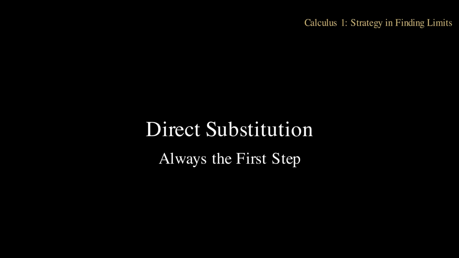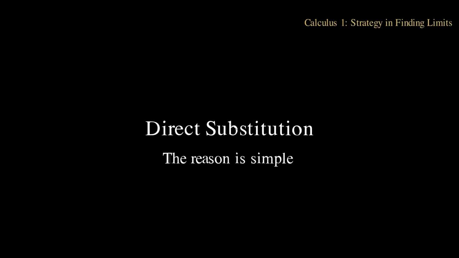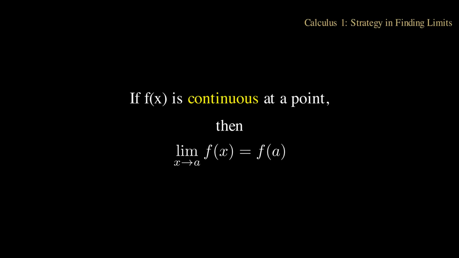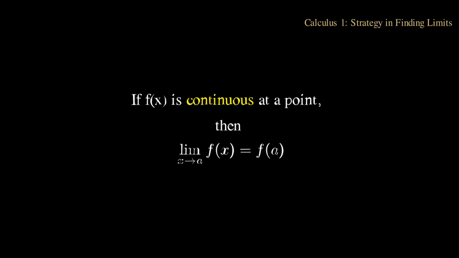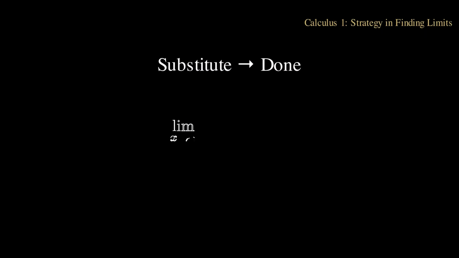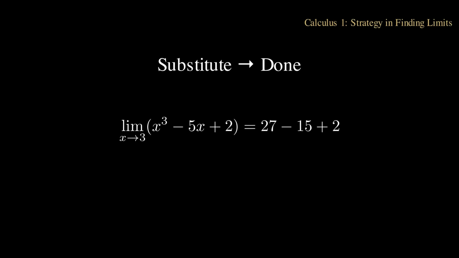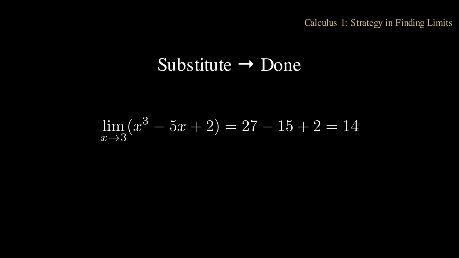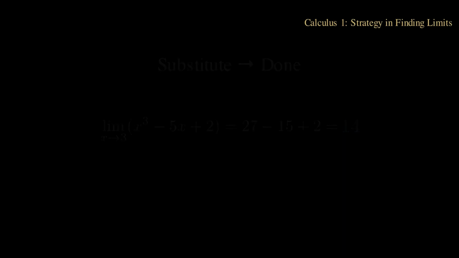Direct substitution is always your first move. Always. The reason is simple. If a function is continuous at the point in question, the limit equals the function value. You substitute, you are done. Consider the limit as x approaches 3 of the quantity x cubed minus 5x plus 2. Direct substitution gives us 27 minus 15 plus 2, which is 14. That is the limit. No further analysis is needed.